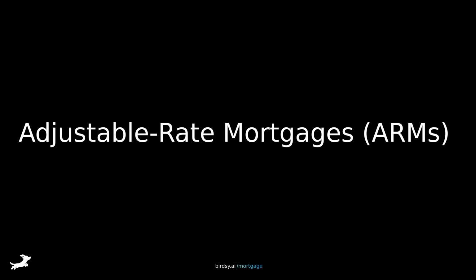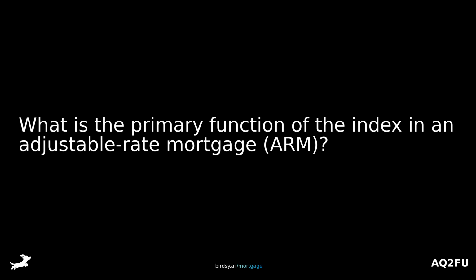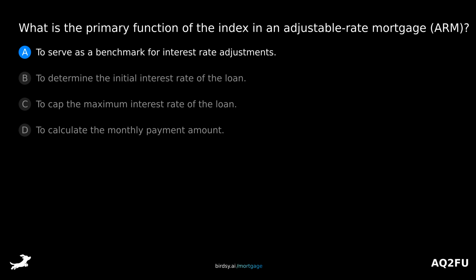Adjustable rate mortgages. Index, margin, rate caps, floors, and adjustment mechanics. What is the primary function of the index in an adjustable rate mortgage? Is it A, to serve as a benchmark for interest rate adjustments? B, to determine the initial interest rate of the loan? C, to cap the maximum interest rate of the loan? Or D, to calculate the monthly payment amount?